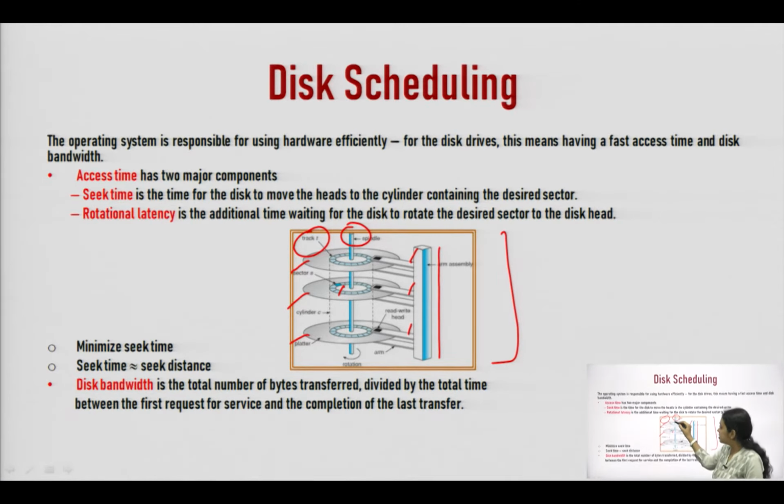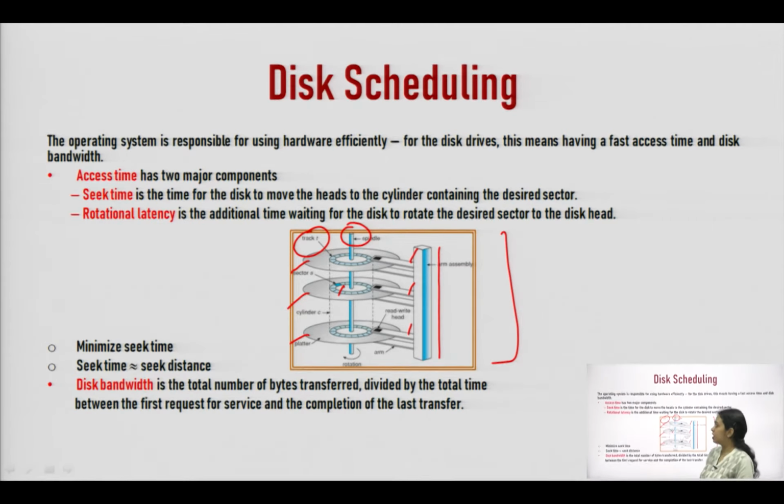Now, the tracks that are at the same position on all the disks make a virtual cylinder. You can see here this dotted line, this is a virtual cylinder. As many tracks as we have, we will have an equal number of cylinders. If we have 200 tracks, we will have 200 virtual cylinders. The tracks at the same position make a cylinder.